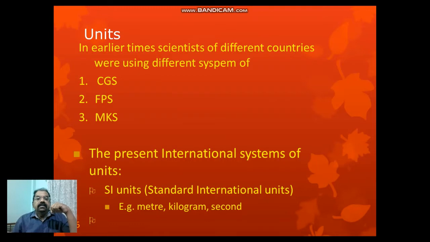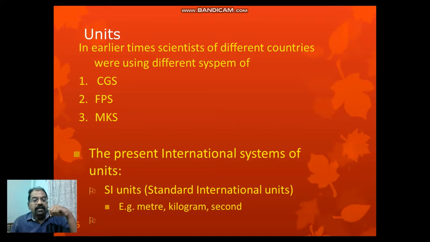Units, actually in earlier times, scientists of different countries were using different systems of units. One of the systems of units was CGS system. CGS means centimeter, grams and seconds. Then FPS system was also there in Britain and all. FPS means foot, pound and again seconds. Then MK system was also there. MK system means meter, kilogram and seconds.